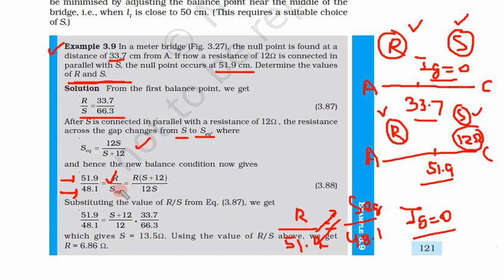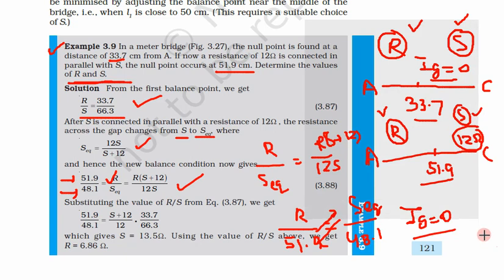Now putting the value of S equivalent, R upon S equivalent, where S equivalent is 12S upon S plus 12, and this goes upside, we get the new equation. This is the third equation. So we have these three equations, 1, 2 and 3. Now let us solve these equations.